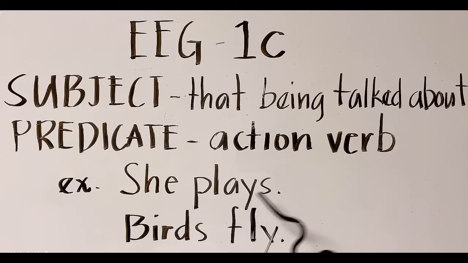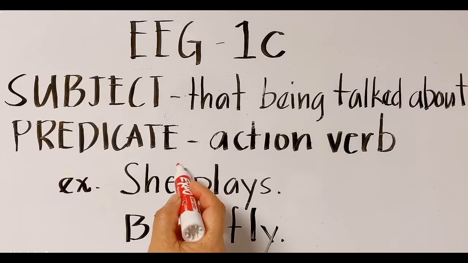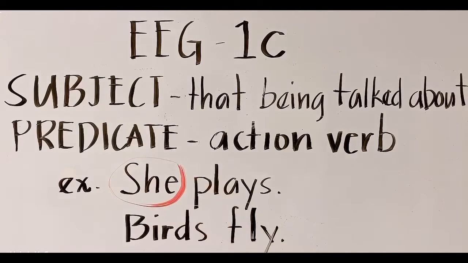She plays. The same is true with this one, birds fly. You can understand the meaning. Now let's go to the first sentence. She plays. What is being talked about in the sentence? Or whom is being talked about? It is she. So it answered the question whom. So this she is the subject of the sentence.